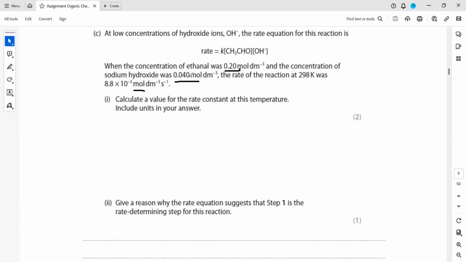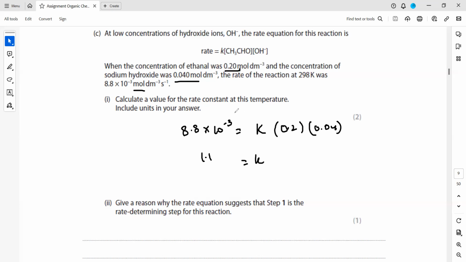So the concentration of hydroxide, like sodium hydroxide, is the concentration of OH. So rate is 8.8 times 10 to the power minus 3. The values are given. K we don't know. The concentration of aldehyde, ethanal, is given 0.2. And the concentration of hydroxide is same as the sodium hydroxide. So this is multiplied, other side it will be divided. This will give us a value of K. So value of the K will be equal to 1.1. But the second mark is for writing the unit of the K.